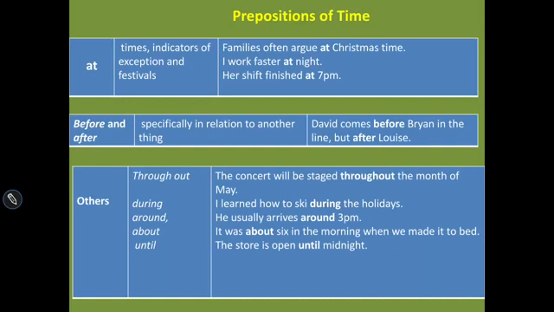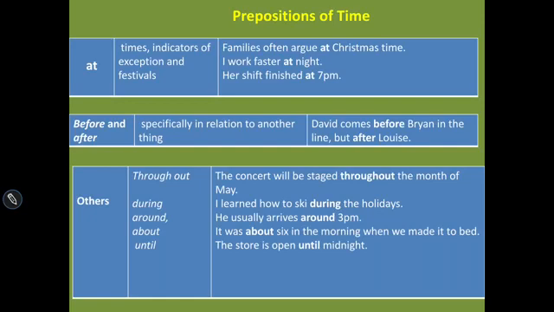Continued. Next is during. I learned how to ski during the holidays. During is used to tell a specific event or incident that took place during a period of time. Next is around. Around is used to tell about not specific time, meaning when you are not sure about the exact time. For example, he usually arrives around 3 p.m.